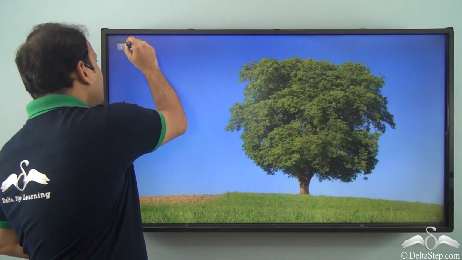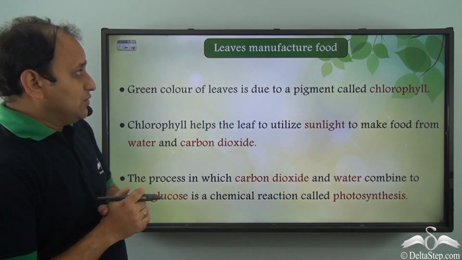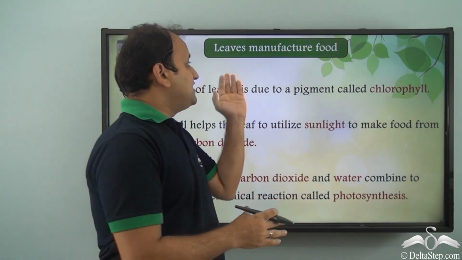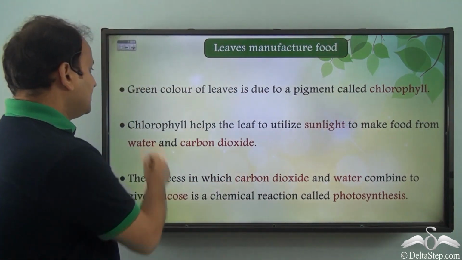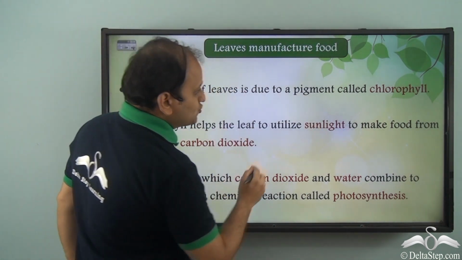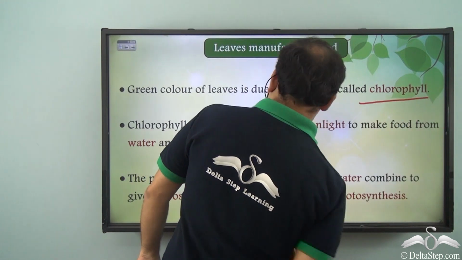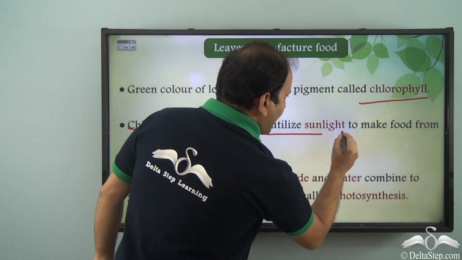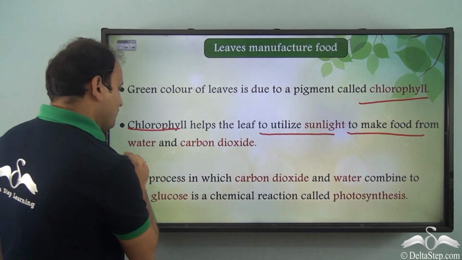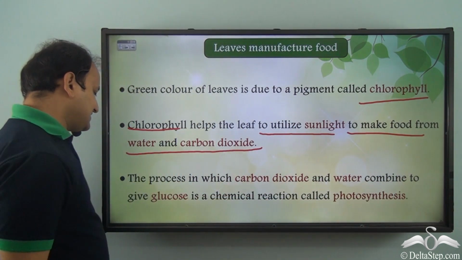But is it the only function of leaves to make the tree look beautiful? Not really. Leaves have many more functions. So a very important function of leaves is to manufacture food. Green color of leaves is due to a pigment called chlorophyll. Now chlorophyll helps the leaf to utilize sunlight to make food from water and carbon dioxide.